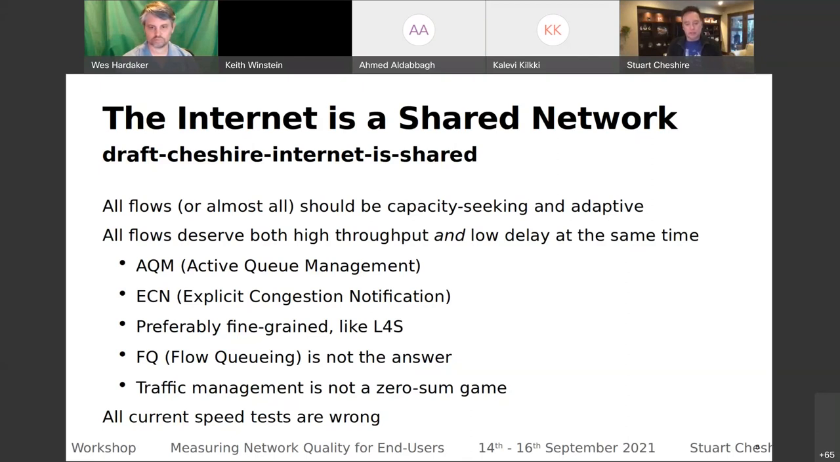Flow queuing assumes that we want to protect a well-behaved flow from a badly behaved flow. And there are cases where that may be useful. But if we believe that all flows are capacity seeking, if they use a Reno style congestion control algorithm, they will fill up their queue until either packet loss or ECN pushes back.